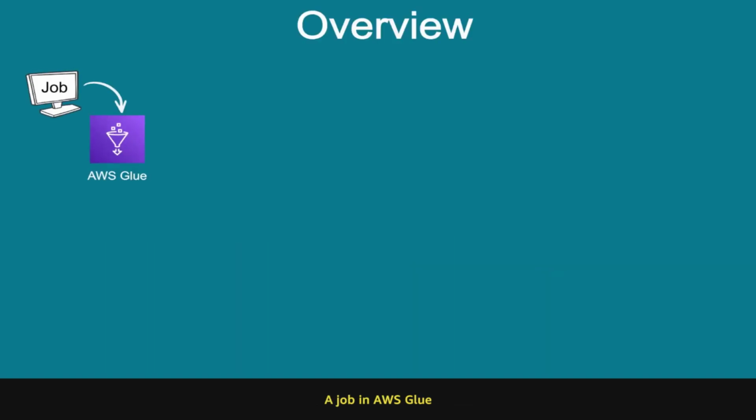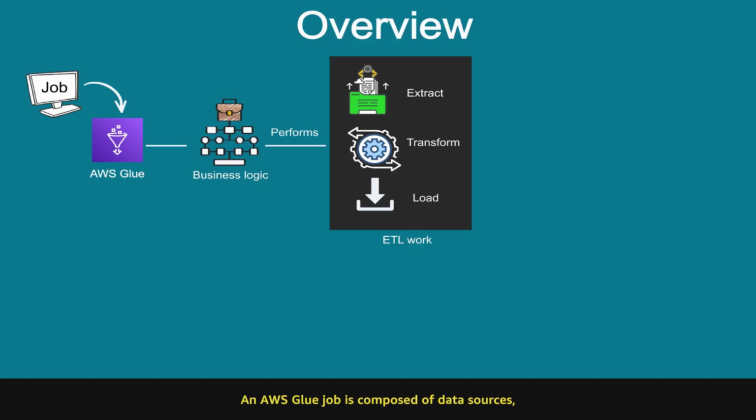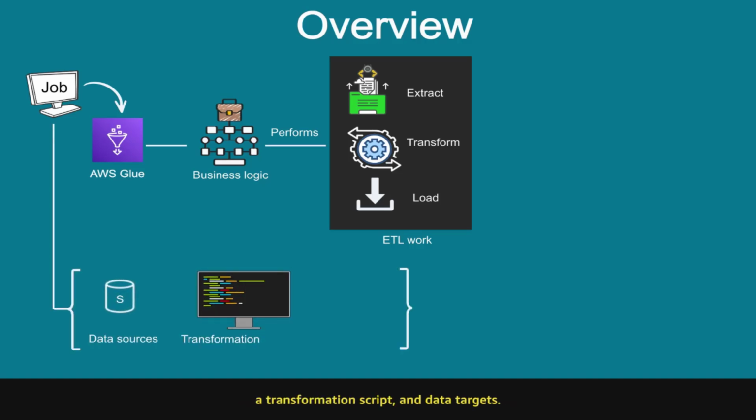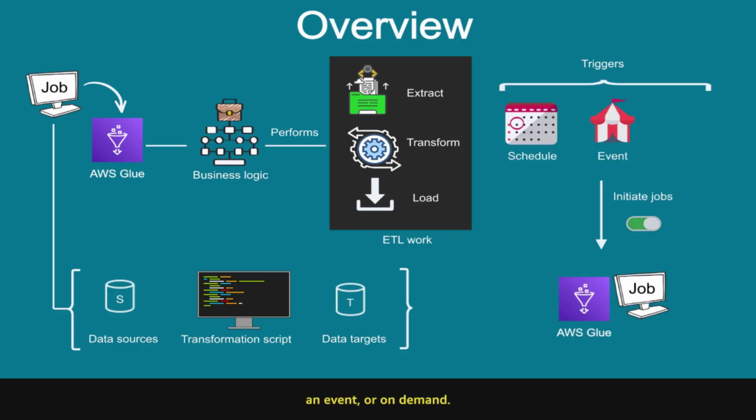A job in AWS Glue consists of the business logic that performs extract, transform, and load, or ETL work. An AWS Glue job is composed of data sources, a transformation script, and data targets. You can define triggers to initiate jobs based on a schedule, an event, or on demand.